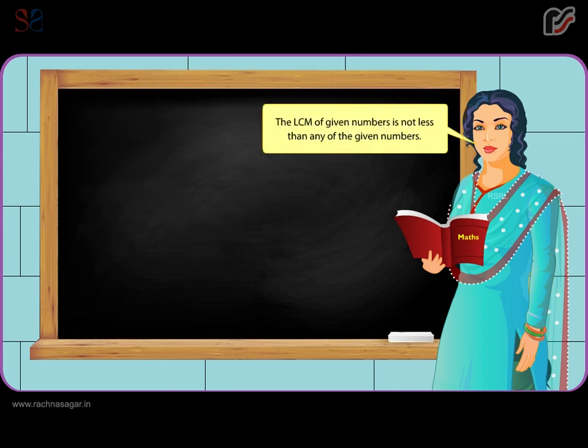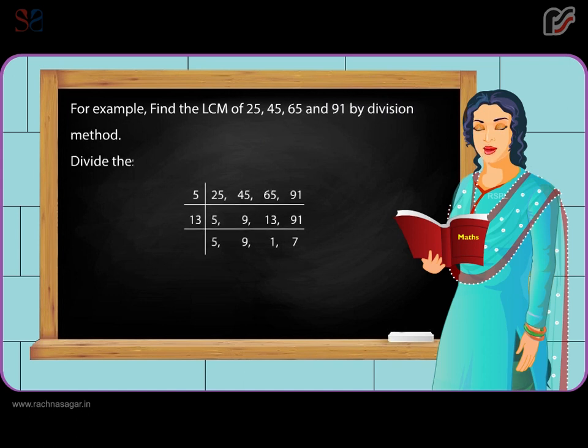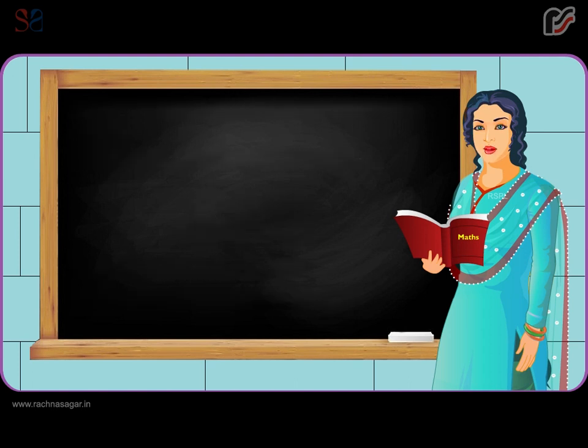The LCM of given numbers is not less than any of the given numbers. For example, find the LCM of 25, 45, 65 and 91 by division method. Divide these four numbers in the following manner. Thus, LCM is equal to 5 multiplied by 13 multiplied by 5 multiplied by 9 multiplied by 7 is equal to 20,475. 20,475 is greater than all the four given numbers.